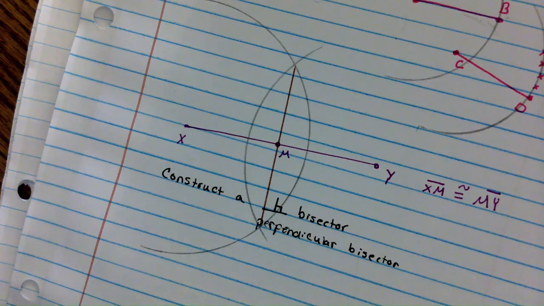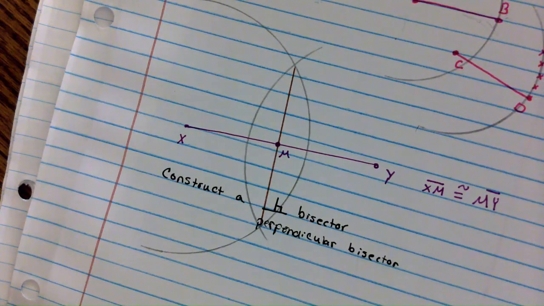Also, we copied the segment, right? I showed you how to copy. You just have to draw 2 circles. Any point from the center to the side of the circle is going to be the same length. Okay. So we copied a segment. We've bisected a line. What about bisecting an angle?